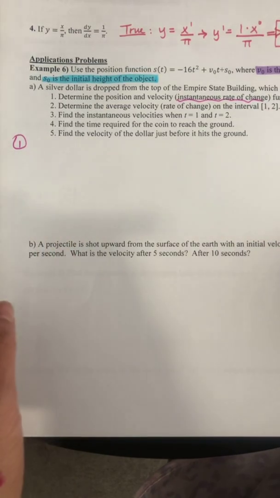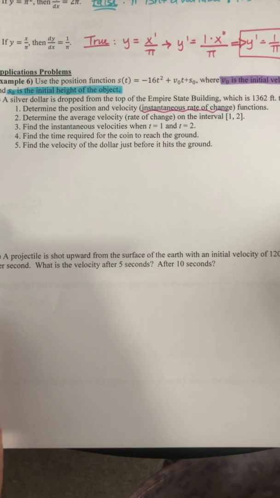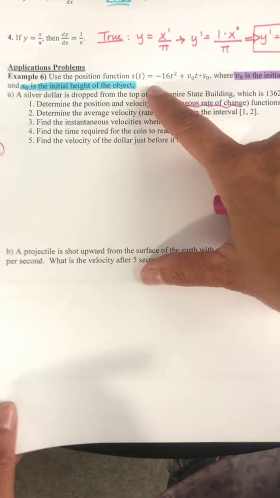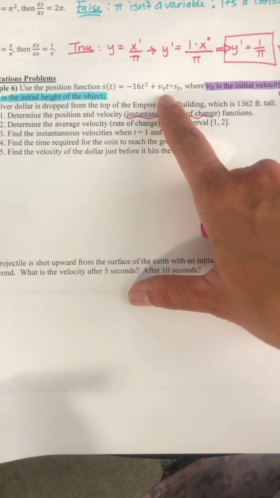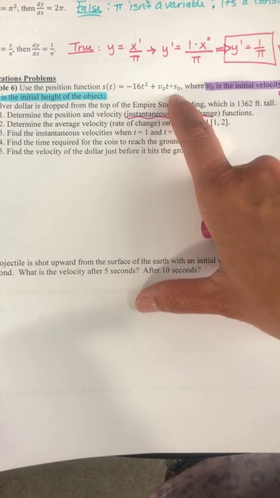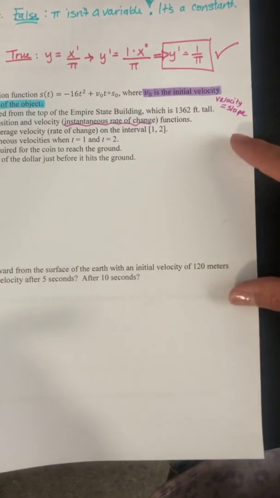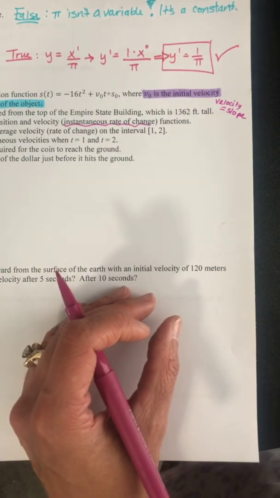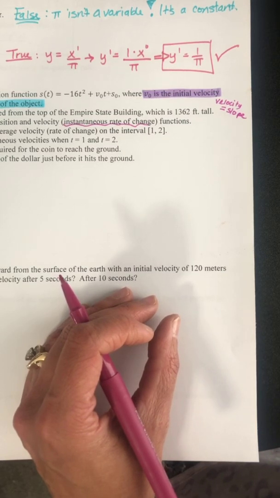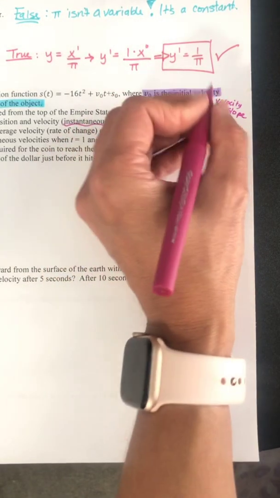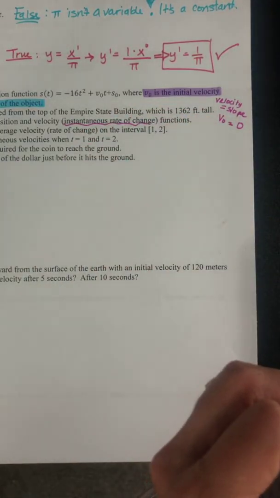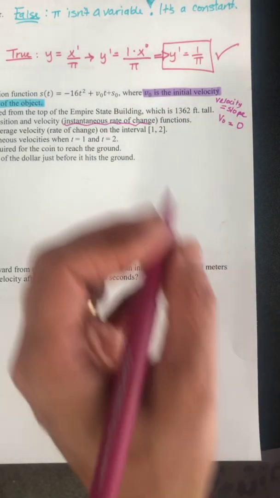So we need to determine the position and velocity functions. Position has to do with this formula, and we have an initial velocity and an initial height that we need to fill in. V naught, the initial velocity, is the velocity of the silver dollar that we're dropping, but before we drop it, it's in our hands. So its initial velocity, its v naught, is going to be 0. It's not moving yet.